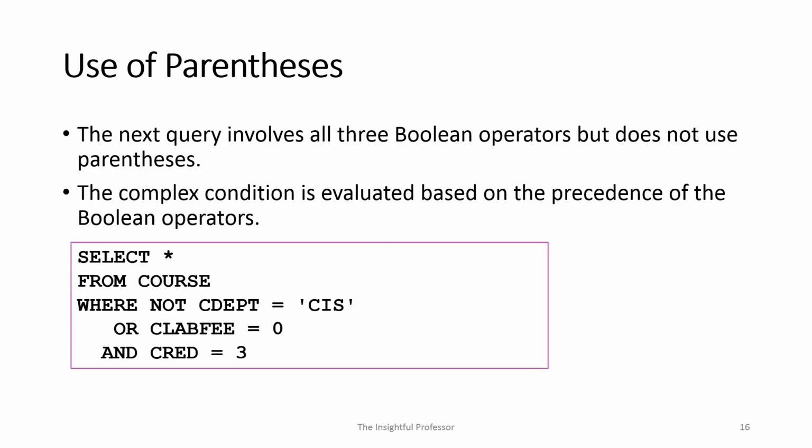Okay, in the next query, we have all three operators, not, and or, but we don't use parentheses. So in this case, we have three Boolean operators, and we're not altering the operator precedence by using parentheses, so the system has to evaluate this on its own.